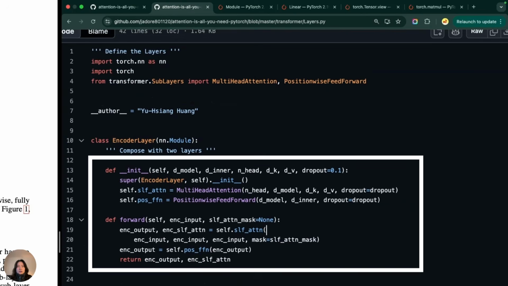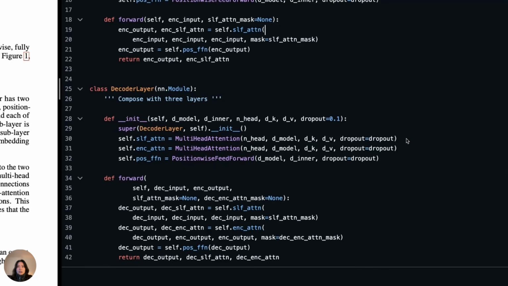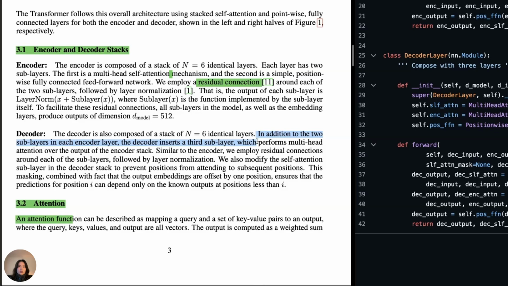Here, it defined 2 different layers that they have mentioned here. Multi-head self-attention mechanism, and the other one is a fully connected feed-forward network. And let's look at the decoder layer too. It is very similar to the one above, but they have one extra layer here. So where can we find information about this? Let's see. In addition to the two sublayers in each encoder layer, the decoder inserts a third sublayer, which performs multi-head attention over the output of the encoder stack.